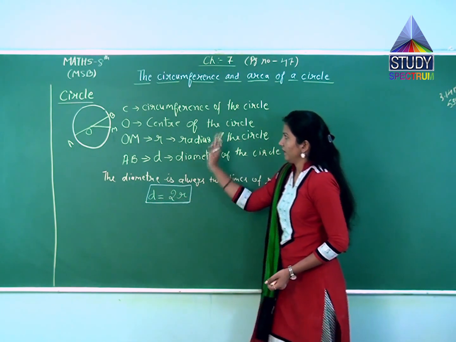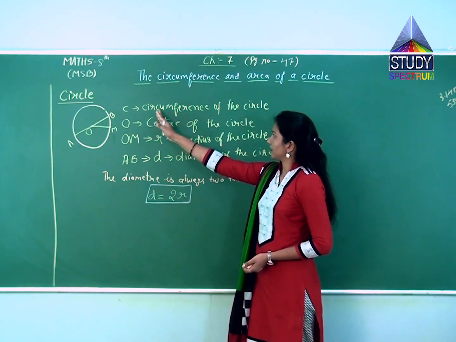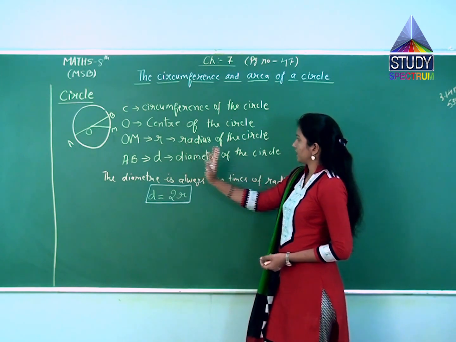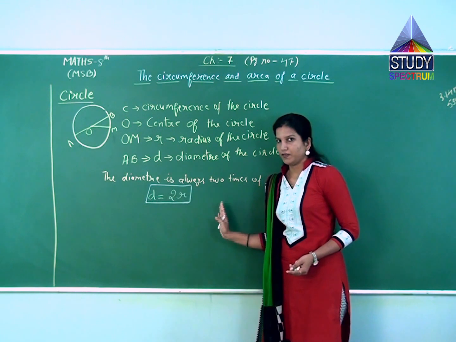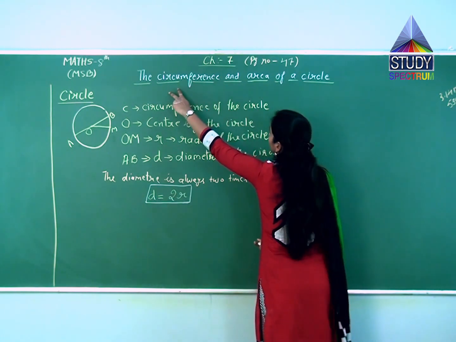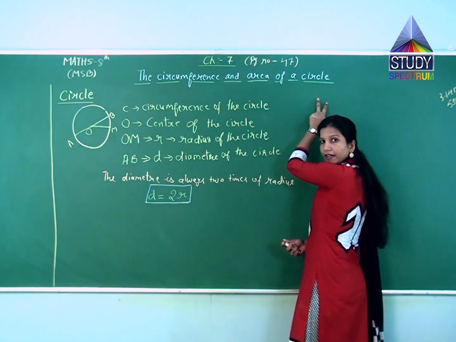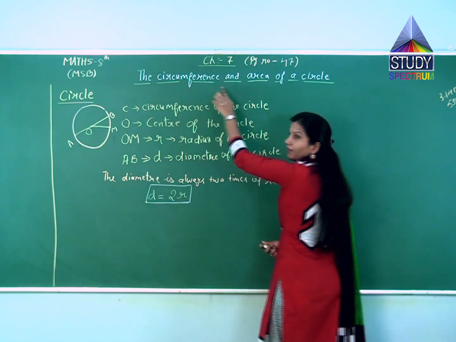So here we have understood about center of the circle, circumference of the circle, radius of the circle, and diameter of the circle. And the diameter is always 2 times of the radius. Now, in our chapter we have 2 topics, the circumference of the circle and the area of the circle. So let us start with our first topic, the circumference of the circle.